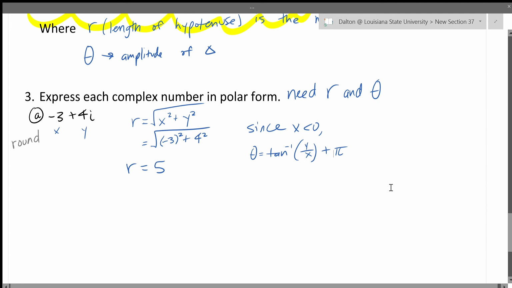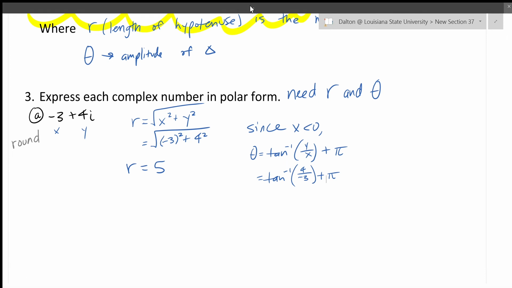So then we substitute in our values. Tangent inverse of y over x is going to be 4 over -3 plus pi. Now, in the beginning, I told you that you were allowed to round. So with that being said, when you get to this point, you can go ahead and plug this into your calculator as is and then round it. Typically, in here, we'll round to the nearest hundredth.